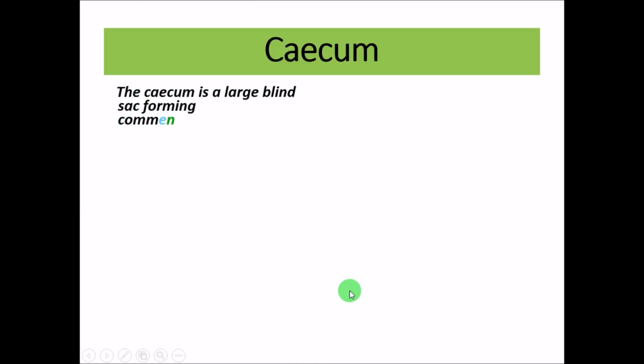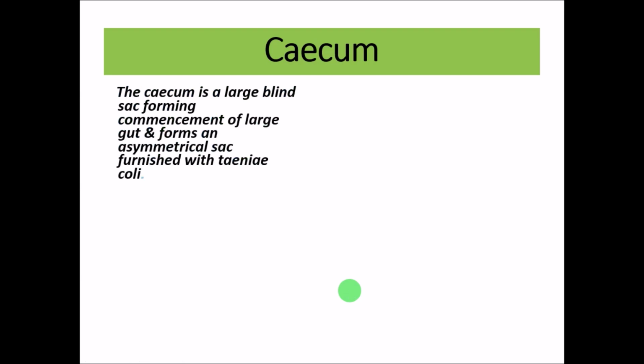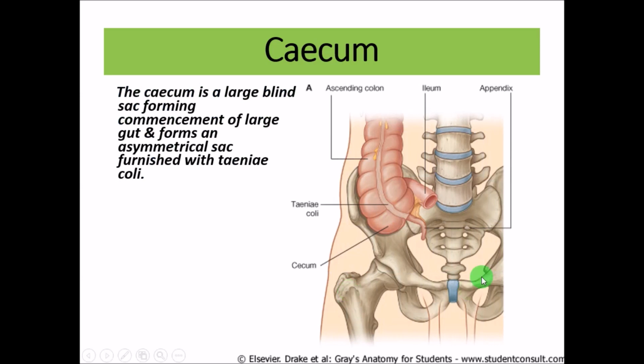Okay, so the cecum is said to be a large blind sac forming the commencement of the large gut. So this will be the indication of the beginning of the large gut, and it forms an asymmetric sac furnished with tinea coli. Asymmetrical sac means there is no symmetry between the two sides. If you see, it is not symmetrical but asymmetrical. This side, the right side part, is larger compared to the left side part. So that's why it is said to be an asymmetrical sac furnished with tinea coli. These are important indications that this is the large intestine.